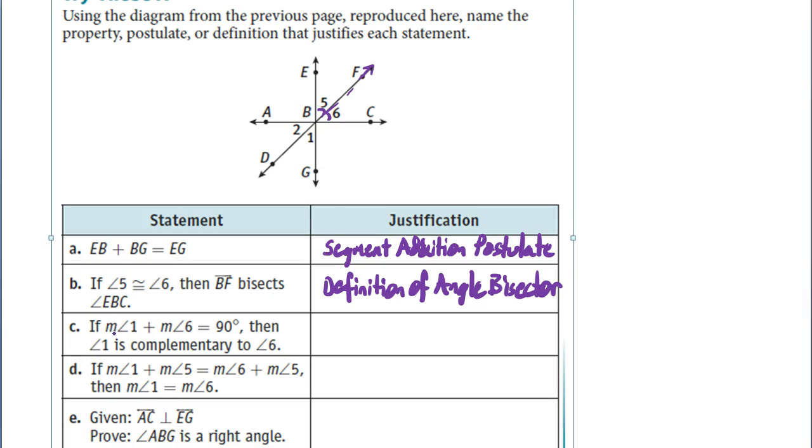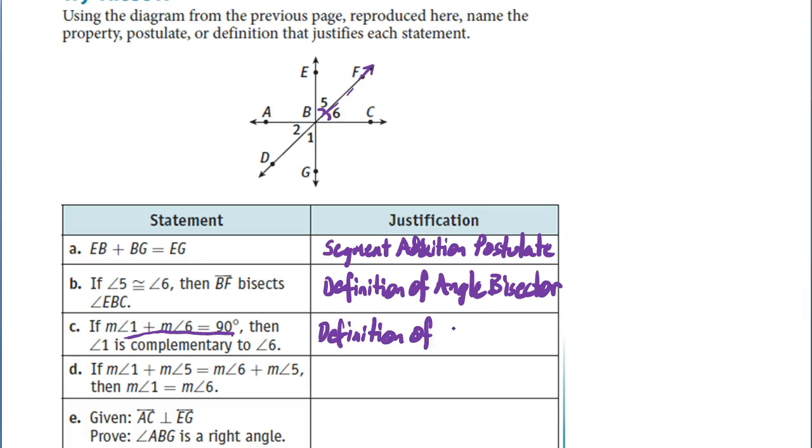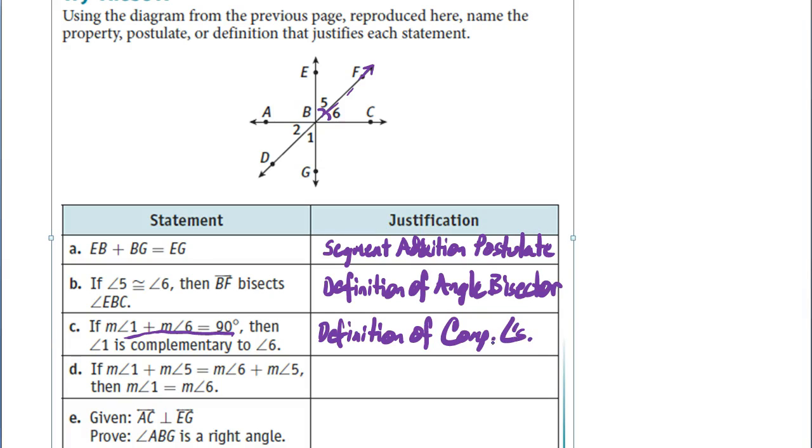Question C. If the measure of angle 1 plus the measure of angle 6 is 90 degrees, then angle 1 is complementary to angle 6. What's the reason why we would conclude that they're complementary if they add up to 90? What was that called? That was the definition of complementary angles. Don't mind if I abbreviate complementary angles, do you?